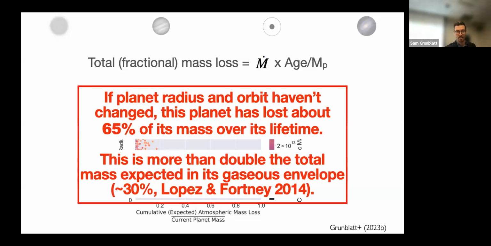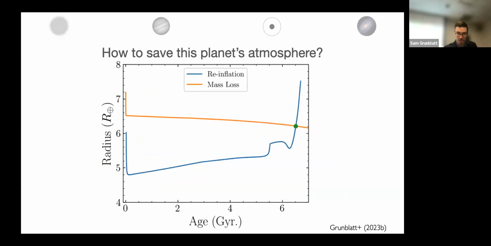So this planet has lost, or is predicted to have lost, so much of its mass over time that it shouldn't have an atmosphere anymore. The planet should have lost around 2/3 of its mass, even though only about 1/3 of its mass should be in its atmosphere. So I don't know how it still has an atmosphere, but I have some ideas, and I think they might be related to reinflation.